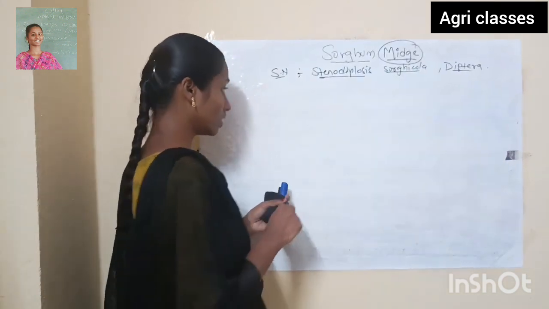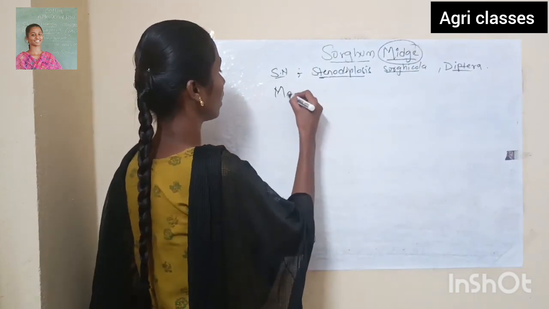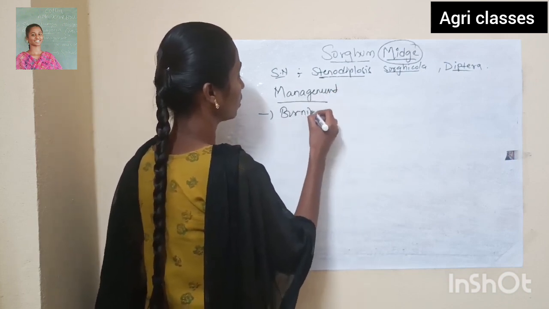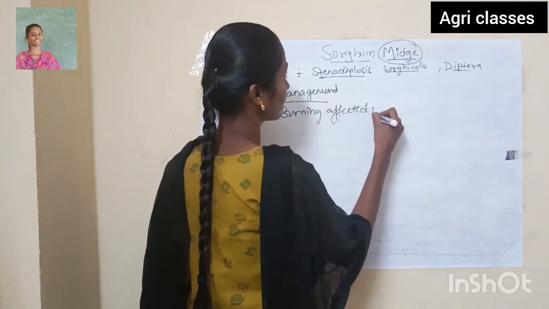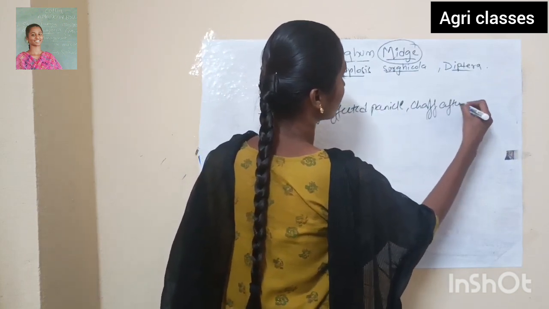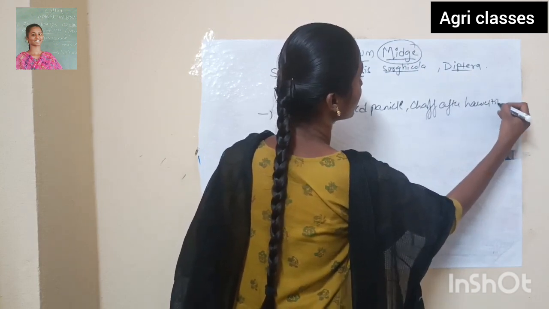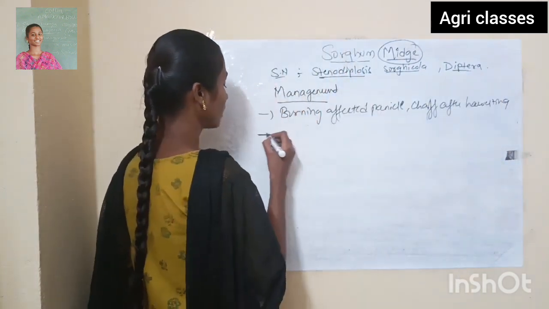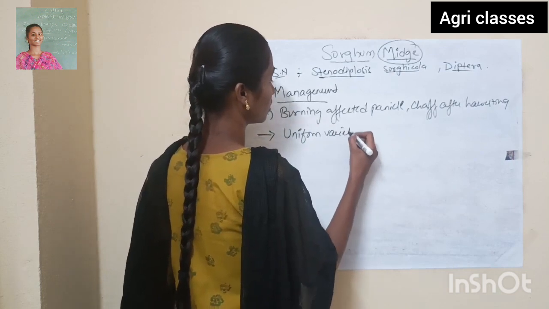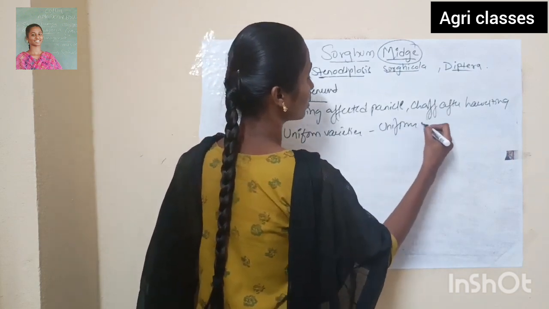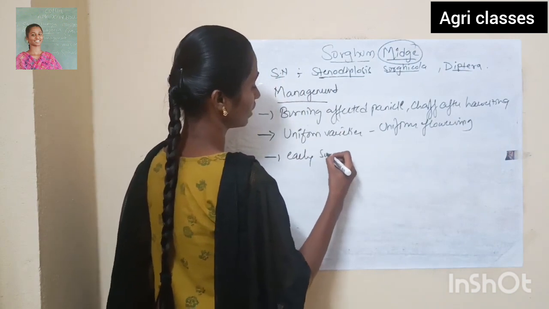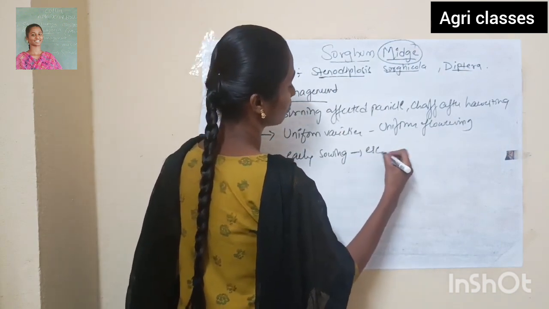So then management. Here in management we should remove the affected panicles. Burn the affected leftover panicles and chaff after harvesting to destroy the dispersing larvae. And next thing, we should grow uniform varieties to obtain uniform flowering. And early sowing of sorghum will escape the pest.